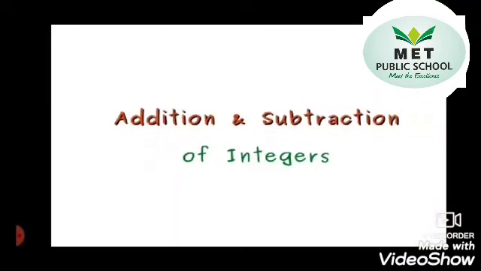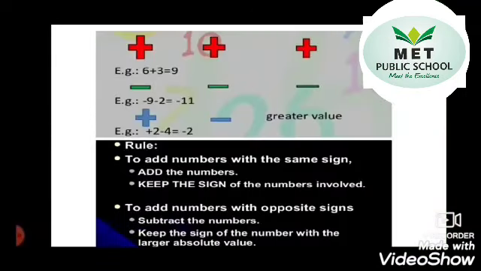Addition and subtraction of integers. There are two rules for addition and subtraction of integers. First one, to add numbers with the same sign, add the numbers and keep the sign of the numbers involved. That means here you can see example 1 and example 2. If you have the like sign, if you have the same sign in the question, then your answer will also contain the same sign. Plus plus is equal to plus and minus minus is equal to minus.